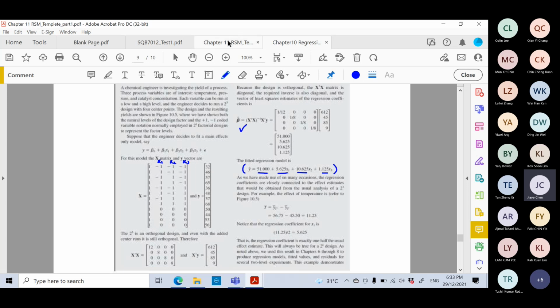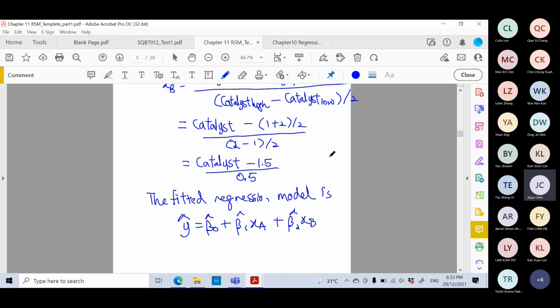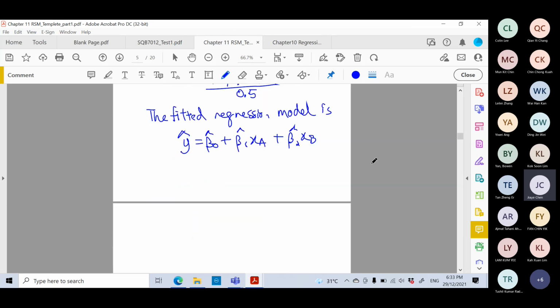But because we are doing the coding, where one is a minus and one is a plus, therefore your fitted equation, the beta naught will be just the mean of the data, plus the beta 1 hat here, we can just use the effect of the factor A divided by 2.